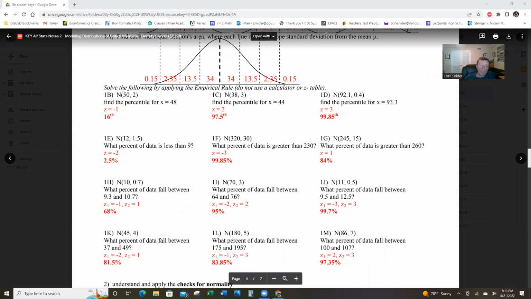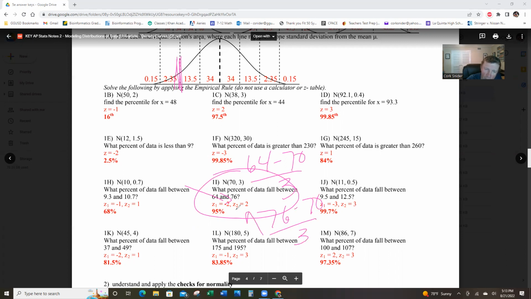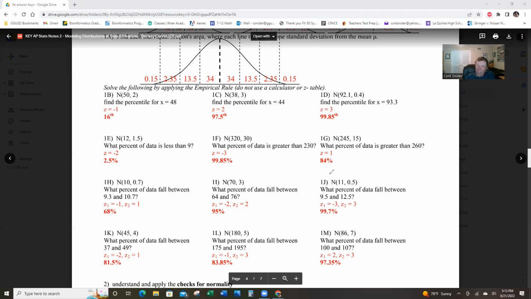That one's pretty easy. Next one, I, a normal curve, mean 70, standard deviation 3. What percent fall between 64 and 76? Well, 64 is a z-score of -2 down here. How you do that, if you remember from the other day, I haven't been doing this because of yesterday's lesson, but it would be 64 minus 70 divided by 3. And that comes out to be -2 right here. And then 76 is 76 minus 70 divided by 3. And that's right there. Okay. So between 2 and -2, that's right here. That's 95%.